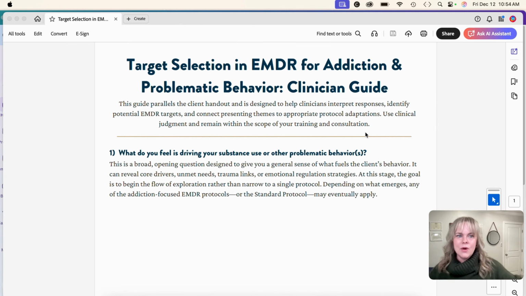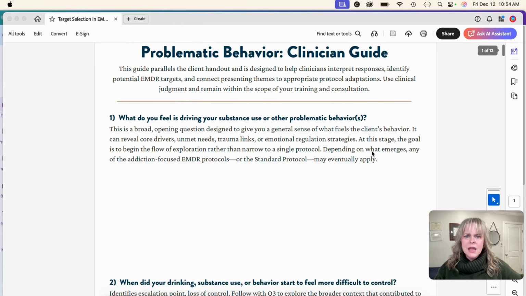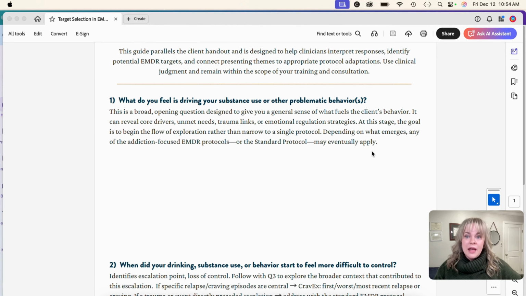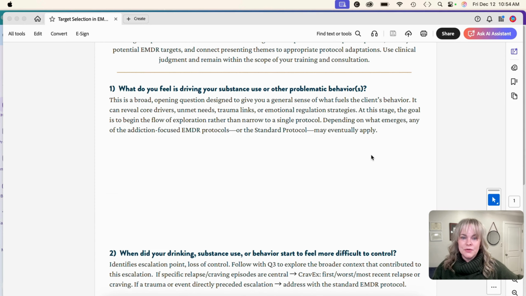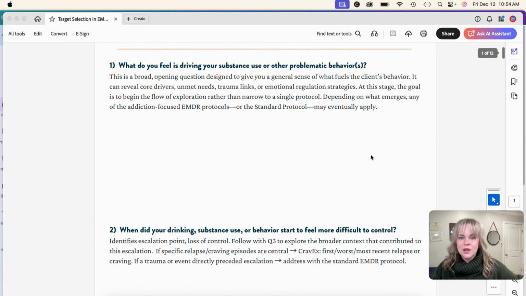But that being said, I wanted to introduce you to this clinician guide. And the guide parallels the client handout, as I said earlier. It's designed to help you interpret responses, identify potential EMDR targets, and connect those presenting themes to appropriate protocol adaptations. And then again, please use your clinical judgment and remain within the scope of your training and consultation.